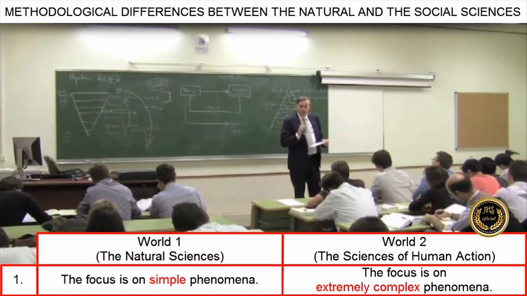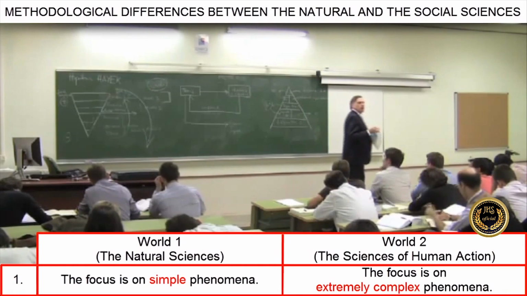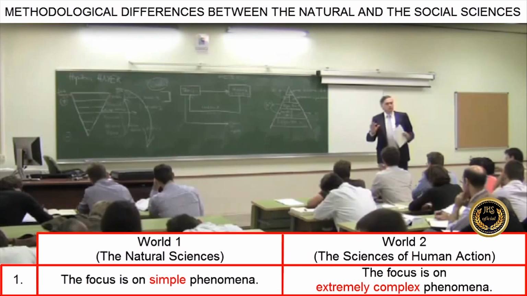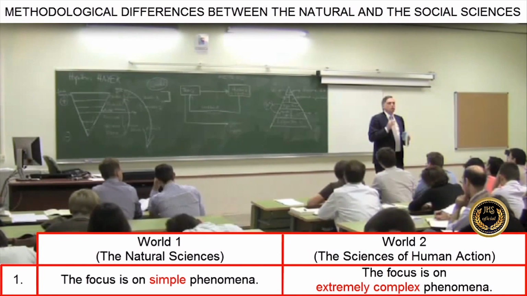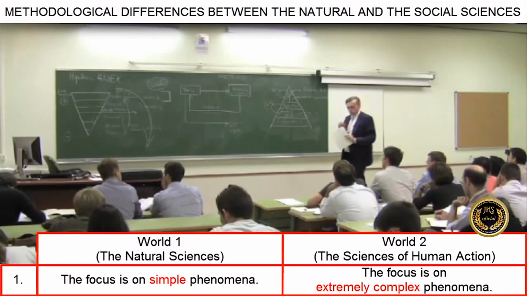I repeat, the first point that distinguishes a natural scientist, a physicist, chemist, biologist or doctor, from an economist is that the physicist, chemist, biologist or doctor studies relatively simple phenomena, while we social scientists study enormously complex phenomena.